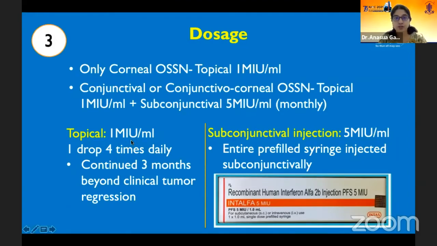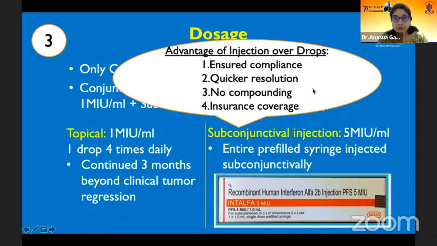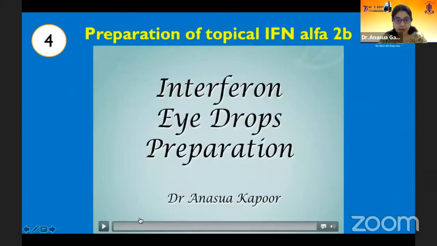For topical, we use a dose of 1 million international unit per ml, 1 drop 4 times daily. It is continued at least 3 months beyond the clinical resolution of the tumor. For subconjunctival injection, it comes as a pre-filled syringe. The entire pre-filled syringe is injected subconjunctivally. The advantages of injection over drops are ensured patient compliance, quicker resolution, no compounding required, and at times insurance coverage. So I will be taking you through this video where I show you how to prepare topical interferon eye drop.